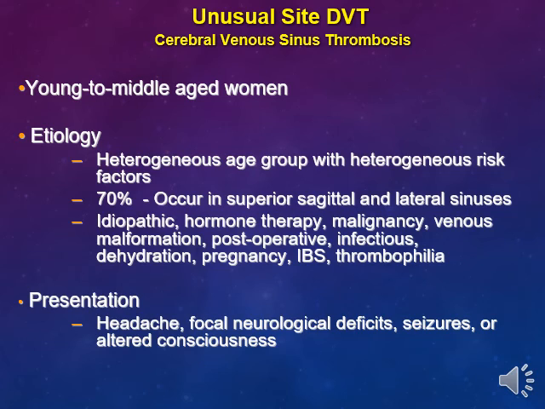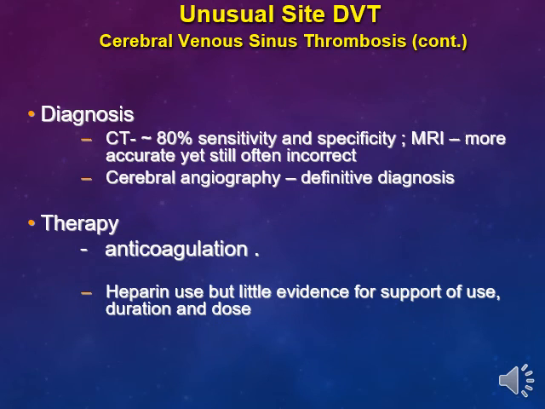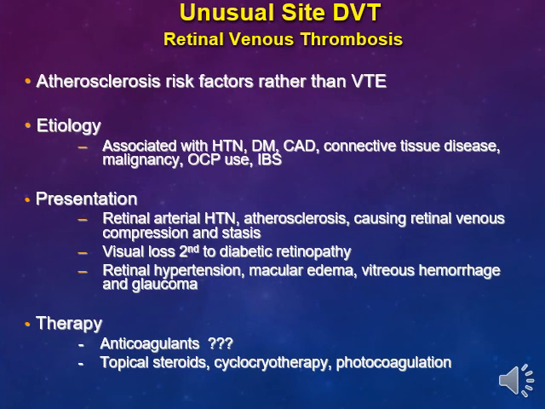The next subject is cerebral venous sinus thrombosis, affecting young to middle-aged women. There is no specific etiology except in cases of hypercoagulable state, and maybe idiopathic, hormonal therapy, malignancy, venous malformation, postoperative dehydration, and so on. The patient comes with headache, focal neurological deficit, seizures, alteration of the conscious level, and the diagnosis is by CT in 80% of cases, and MRI is more sensitive. Cerebral angiogram, especially venogram, is for definitive diagnosis. The management is usually by anticoagulation, either unfractionated or low molecular weight heparin followed by oral anticoagulation.